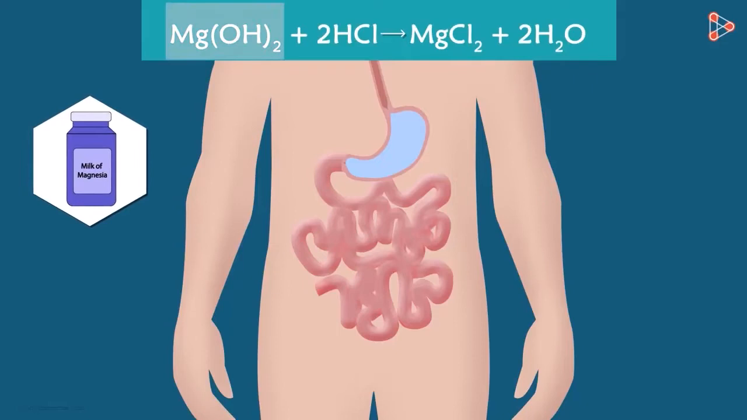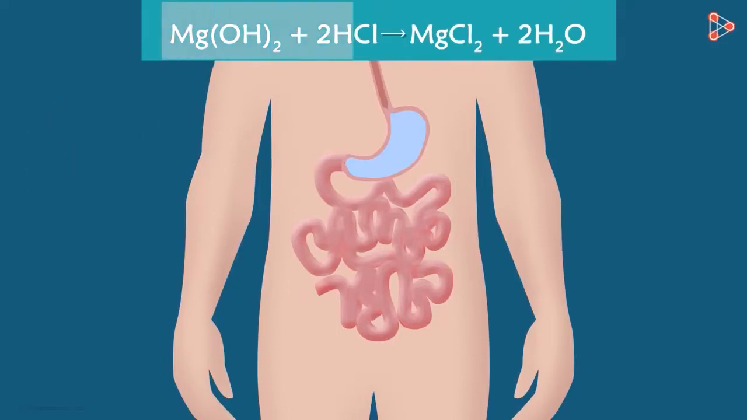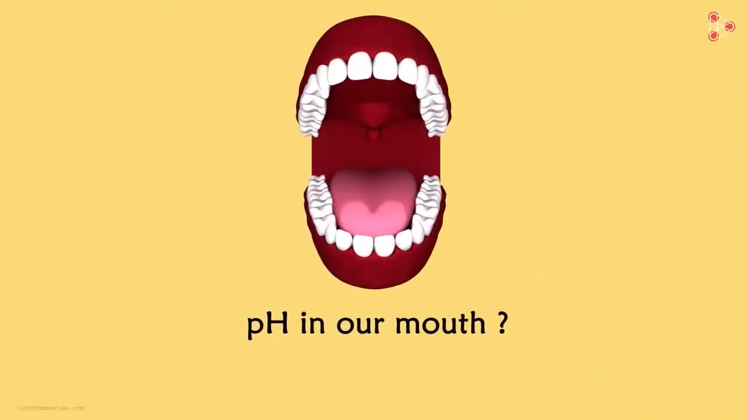Magnesium hydroxide, a mild base, is often used for this purpose. And the reaction looks something like this. The acid is neutralized to get salt and water. What about the pH in our mouth?